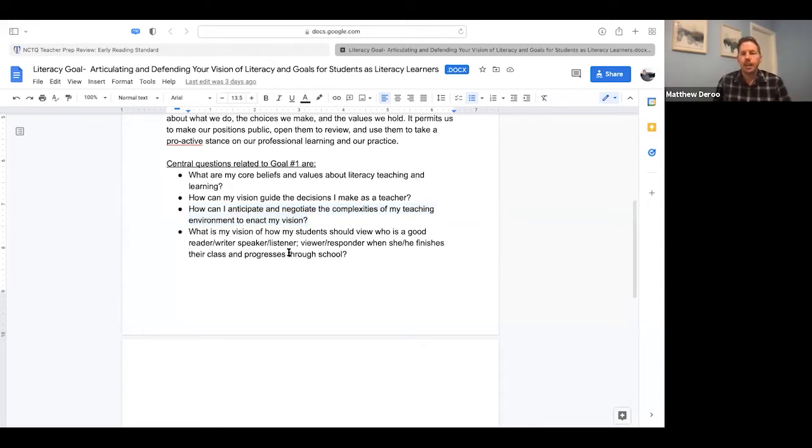And then finally, when we think about exit, if a student leaves my class at the end of the semester or at the end of the grade, they're done with my class, what is my view for them in terms of what makes them a good reader or writer or speaker or listener or viewer or responder, right? They finish my class and they're going to progress through more school. So when they finish my class, what do I want them to be able to do? What is the best version of themselves, knowing that they're going to continue to get other literacy instruction, but where do I want them to be at the end of my teaching, right?